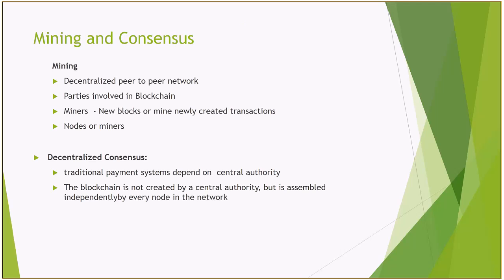The miners are those who take care of these transactions. The profit they make from mining is that when a transaction happens, the first person who solves it gets a cut of the transaction or payment, a part of it. Now decentralized consensus, as I said, means every node has all the information. Traditional payment systems depended on a central authority, but the blockchain is not created by a central authority. It is assembled independently by every node in the network.